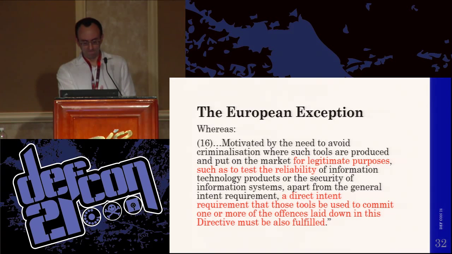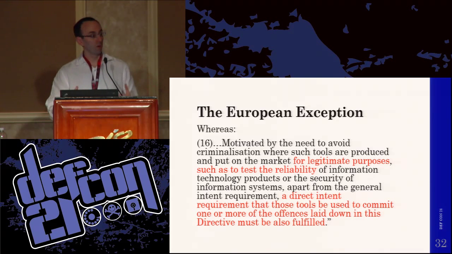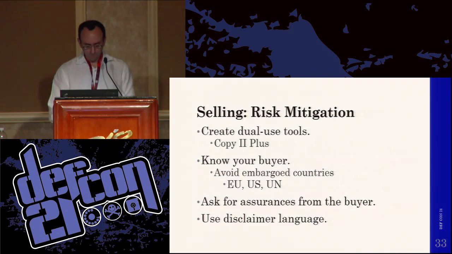However, there's an exception. It's a very important exception. It covers tools that are created for legitimate purposes, such as to test the reliability of systems, and it further notes that in order to violate this law, you need to show a direct intent that the tools be used to commit some of the offenses. So in both cases, both in the US and in Europe, we're seeing this trend. It's really going back to the definitional problem. How do we define what an exploit is, and how do we make sure that legitimate tools can still be bought and sold?